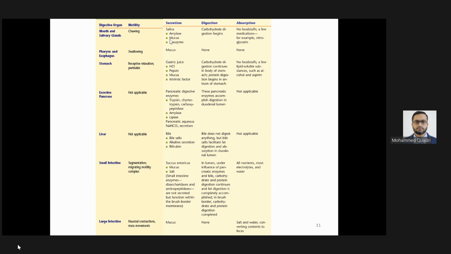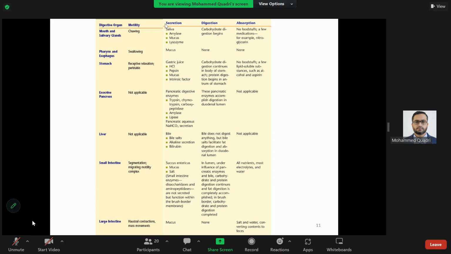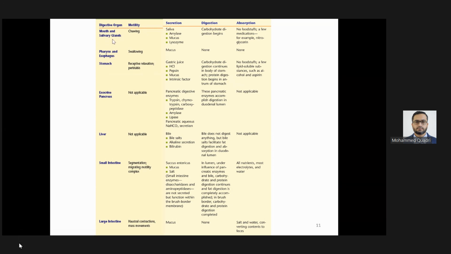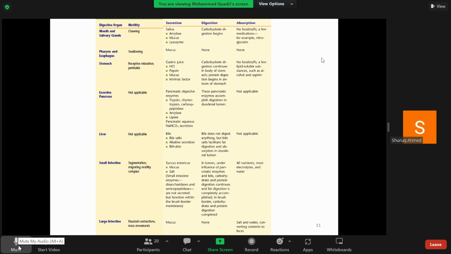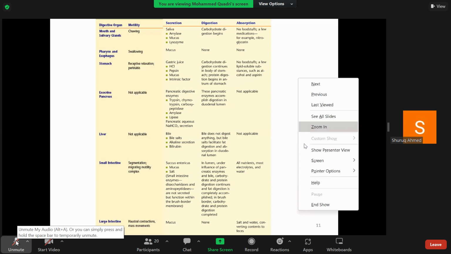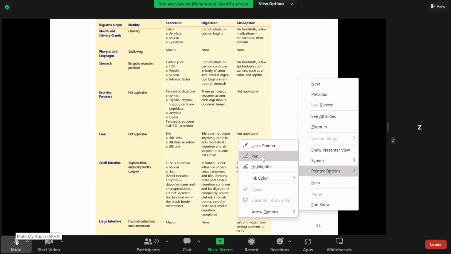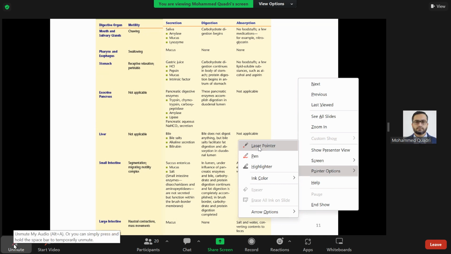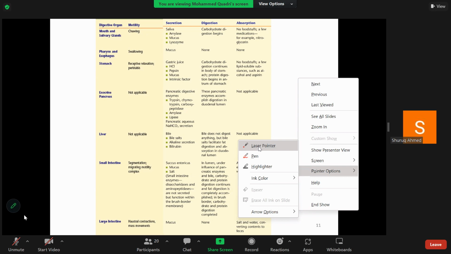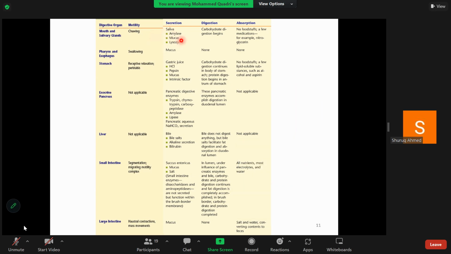Coming to secretion, the second function of the mouth. When I talk about secretion in the mouth, it comes from the salivary glands. So how many salivary glands do we have? Three. The main ones are three, isn't it? Yes. So what are the three? Can you name them?